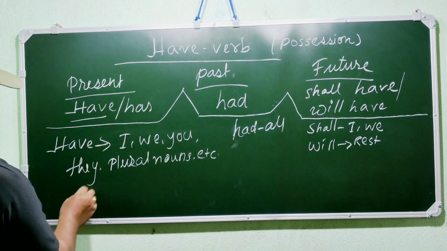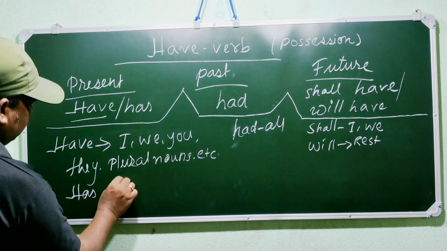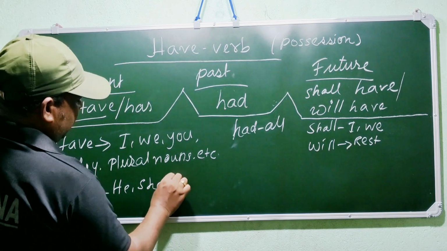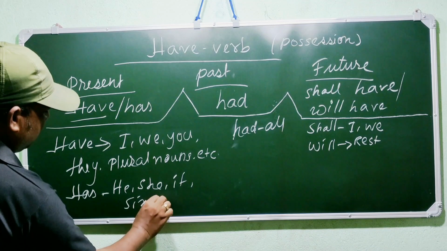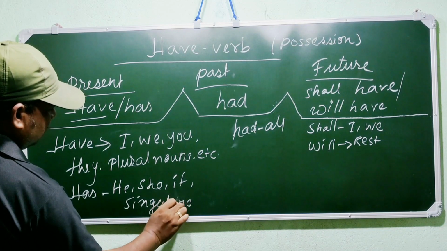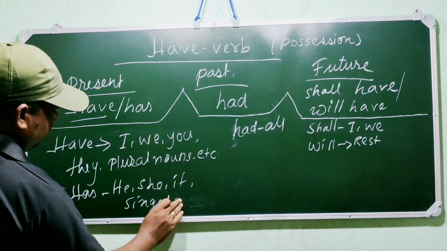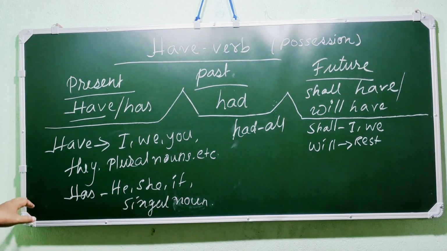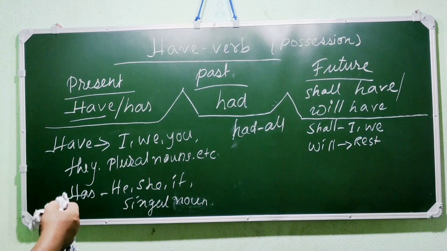So here again we have "has". "Has" is used for he, she, it, and singular nouns. So let us see them in examples, then it will be very clear.